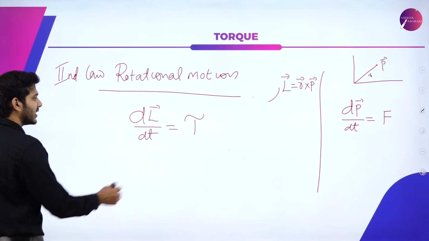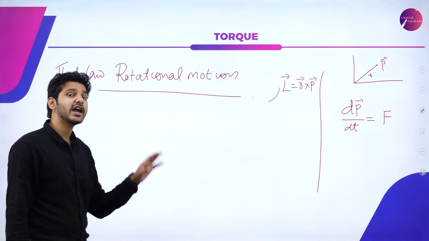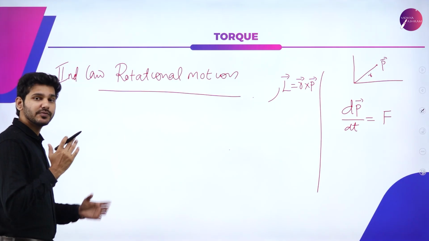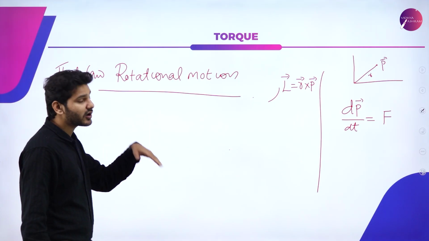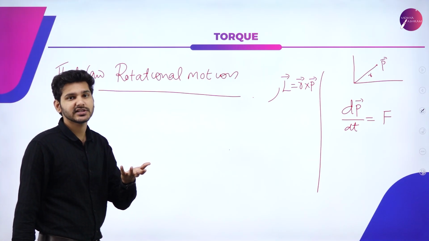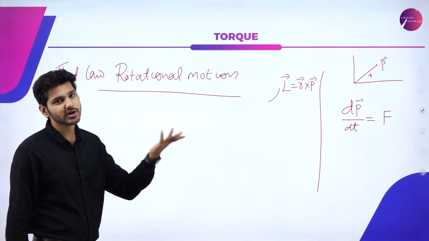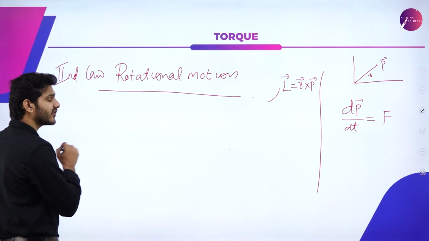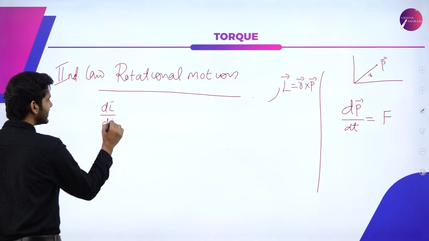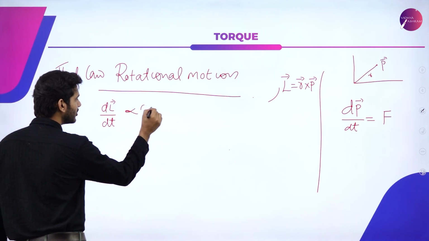To arrive at that particular result, the one thing we need is proof. So, the proof is that we are going to derive whatever the law states. So, what does the law state? The rate of change of angular momentum is directly proportional to the net torque applied, right? So, the rate of change of angular momentum, dL divided by dt, is directly proportional to tau.